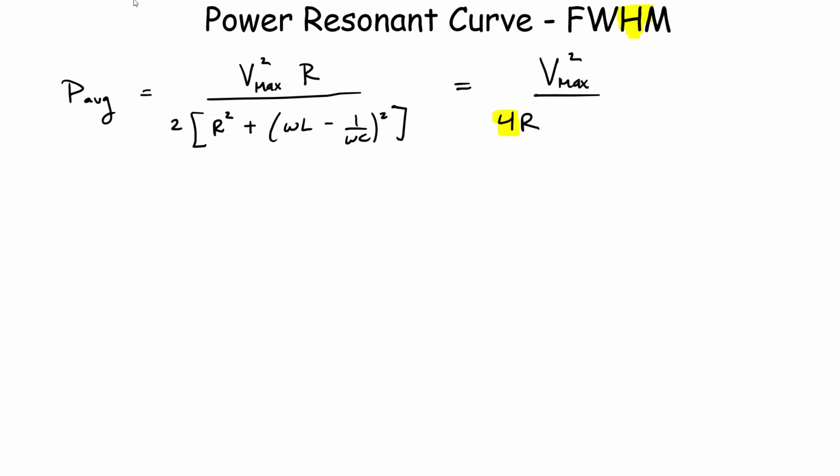What I have to do now is simplify some of the terms over here. You can start by canceling out some of the terms that appear on both sides. For example, Vmax squared appears on both sides. I have a factor of 2 that I could factor out. I'm still left with this 2R on the right-hand side of the expression.